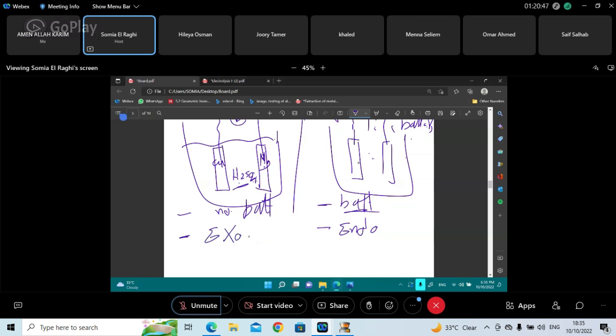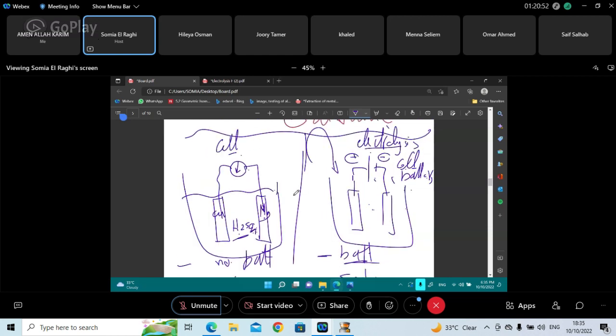Let's repeat again. Voltaic cell compared to electrolysis. We have another third point, but I will say it at the end. We have a battery. We understand this dry cell is a battery. In the voltaic cell, we have a voltmeter. This is why it's called voltaic. It's coming from voltmeter. Volt. All right? You remember it from its name. So we have a voltmeter instead of a battery.